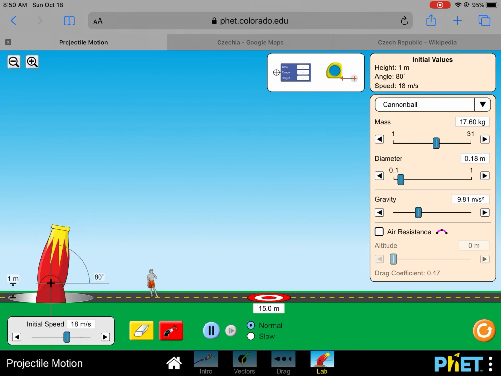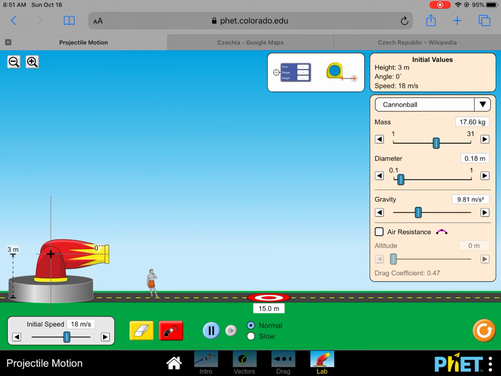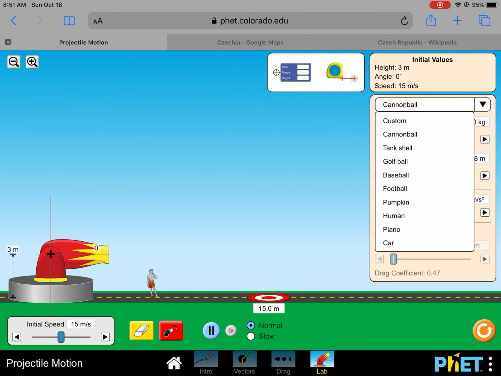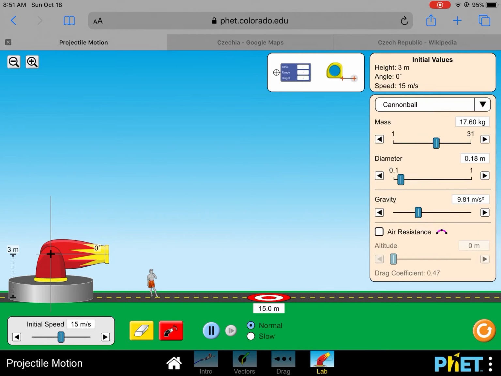And I'm going to first raise it up to 3 meters. I need it to be a horizontal launch. And my speed was 15 meters per second. I'm going to keep that constant for all my launches and keep modifying the height. So it doesn't matter what I'm launching. I'll just leave it as a cannonball. I want to make sure air resistance is off. Gravity 9.81 meters per second squared. Let's go ahead and launch.